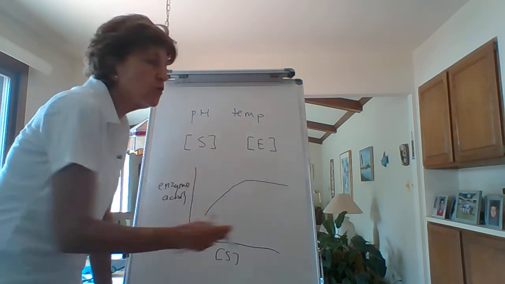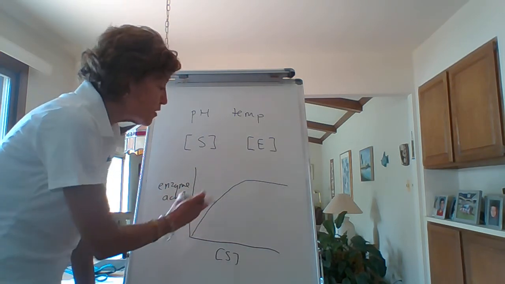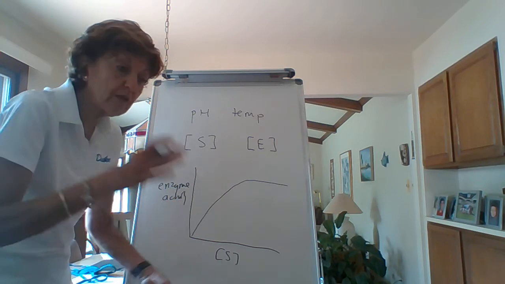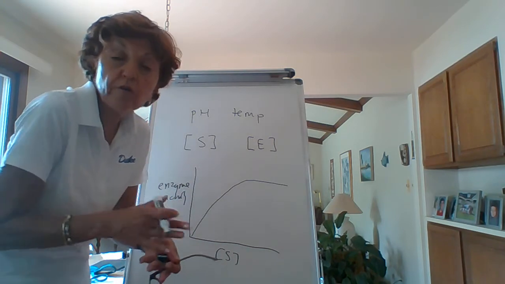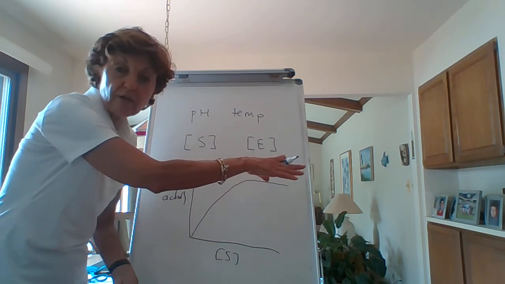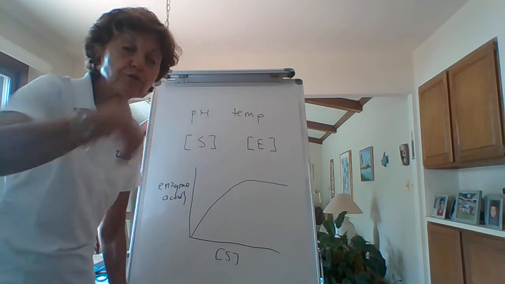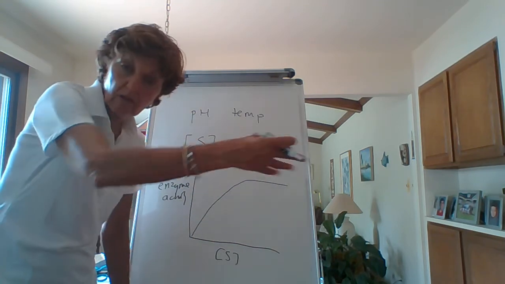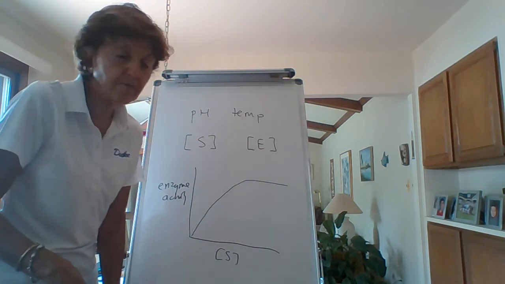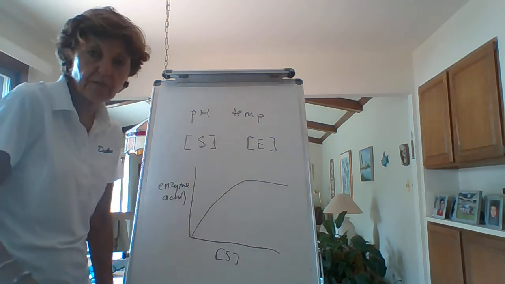Well, this has to do with the enzyme active sites. So if you keep increasing the substrate, great, but you've filled all the enzyme active sites, so now we're just stabilizing for activity. You got to empty out all those enzyme active sites, produce all the product, and then you can have more activity. All right, so this is the typical graph for substrate versus enzyme activity.